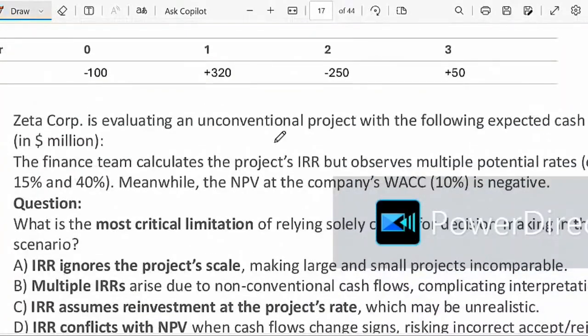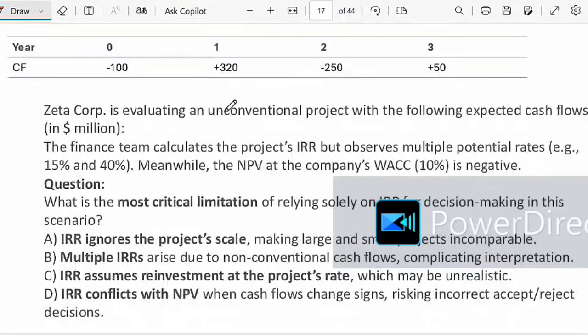So this is one question. Let's come back to this question. What is happening here is that Jeta Corporation is evaluating a weird, unconventional project with a cash flow pattern. You can see in the first year they are losing 100, suppose it is crore. All data is in $1,000,000.